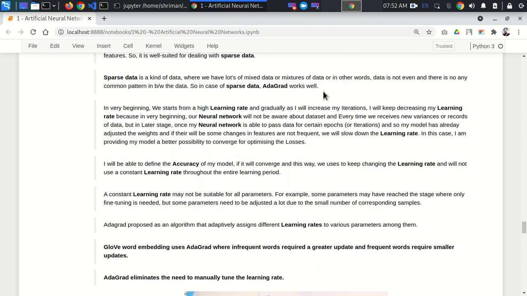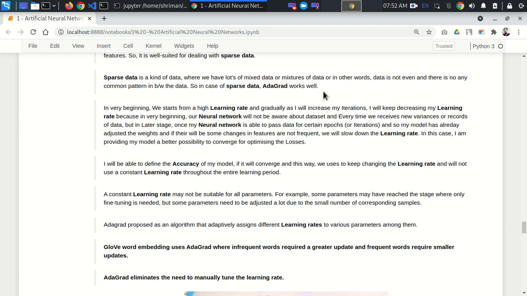So people have said that in the very beginning we have no idea what our data is like, or what learning rate I have to give. We have no idea about these things. So in the beginning people started with a very high learning rate, and as the iterations increase, they keep decreasing the learning rate.